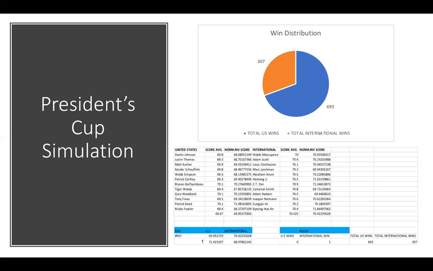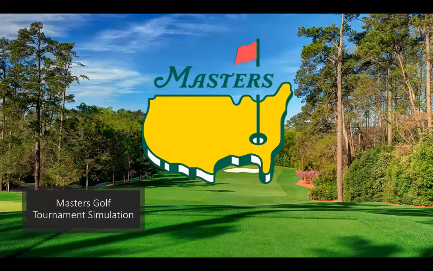And then I used a data table to run a simulation and put the U.S. up against the international team. And as you can see, the U.S. won 693 of the 1,000 times, and the international only won 307 times, which makes sense. I think in the record books in real life, the U.S. has a majority of the wins in that tournament.